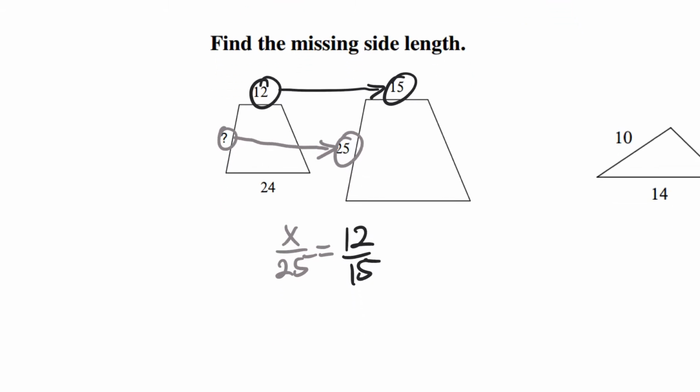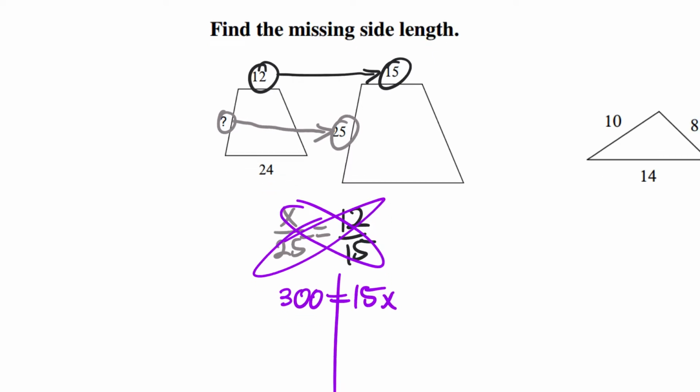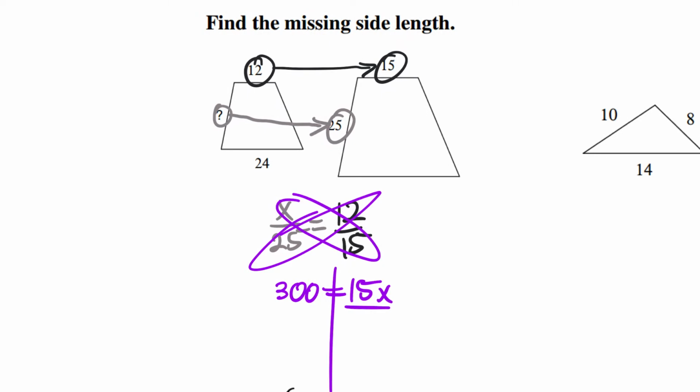So from here, we're just going to cross multiply. 25 times 12 is what? 300. And x times 15 is 15x. Divide both sides by 15.